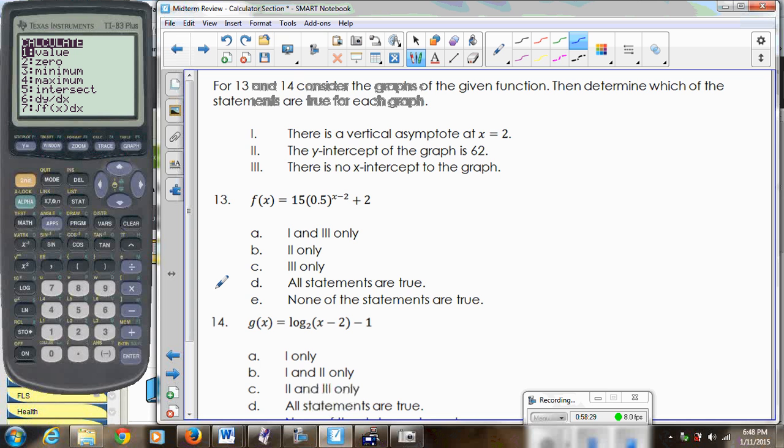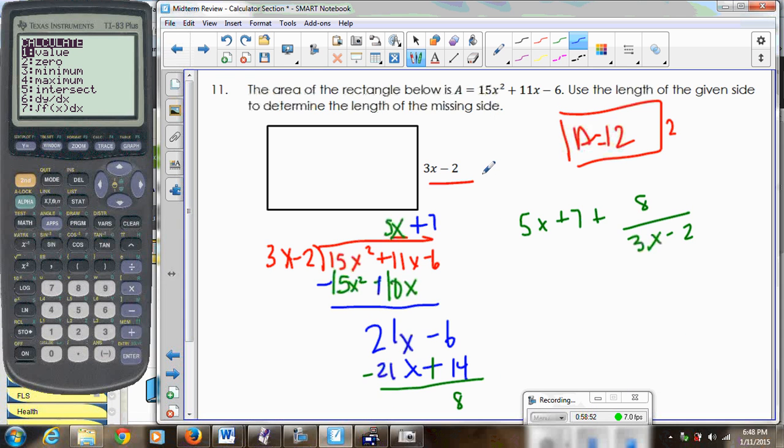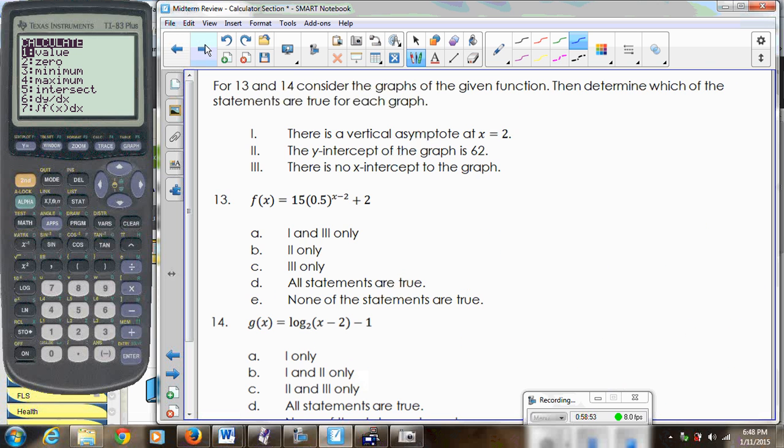Okay, we're almost done. We've got a few more problems to go, and then we're done. So for 13 and 14, it says to consider the graphs of the given function and then determine which of the statements are true for each. So notice what the statements we have are: there is a vertical asymptote at x equals 2. Well, if I'm dealing with a vertical asymptote, if you think about our properties, the only way there's going to be a vertical asymptote is if I have a logarithm. So this is only going to be true for a log function.